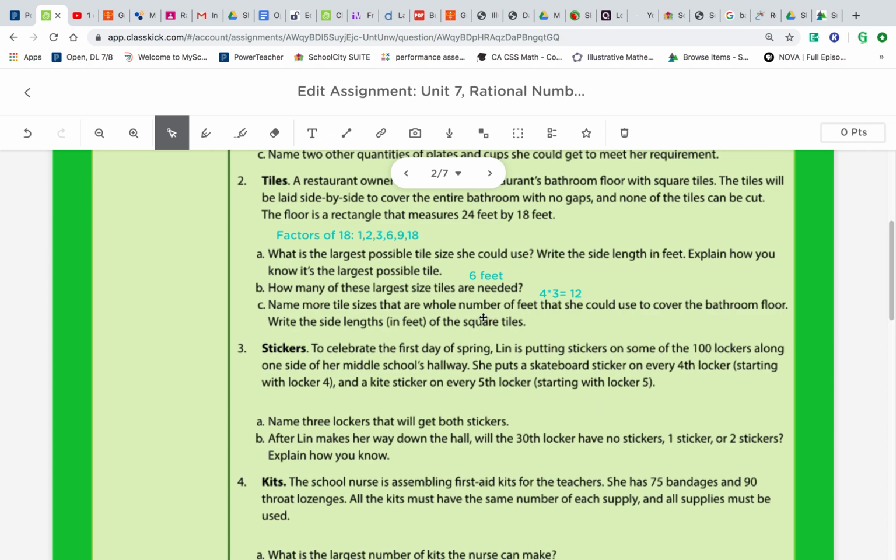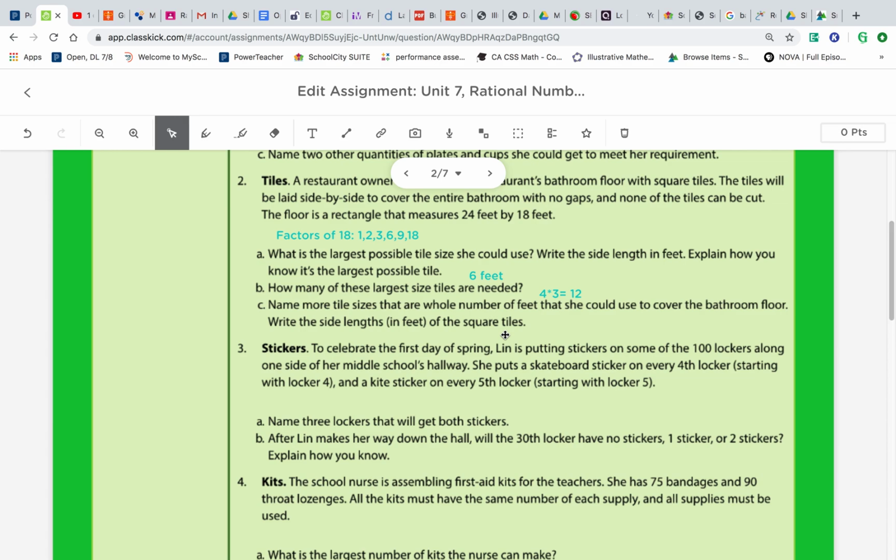Okay, and then name more tile sizes that are whole number of feet that you could use to cover the bathroom floor. So I guess in this case it would be sizes that are not the largest size, but sizes that would still work. So that means that they would still be factors of both 24 and 18. They would need to be common factors of 24 and 18.